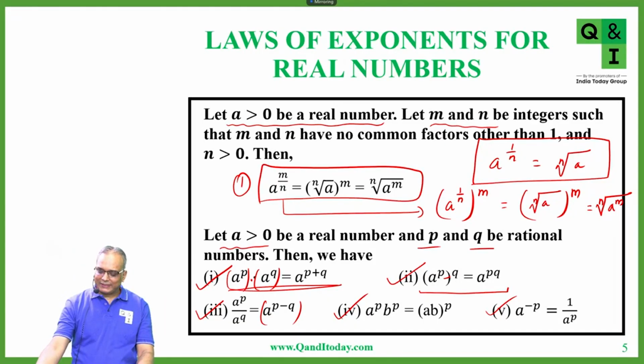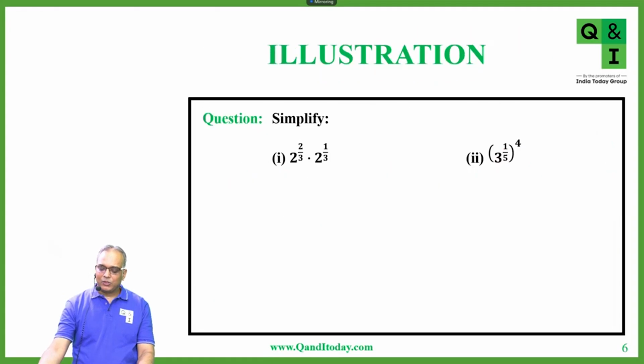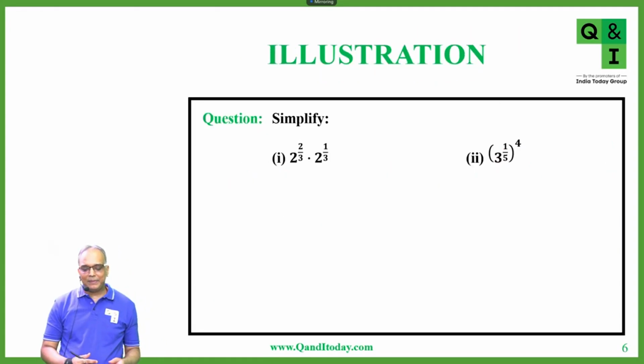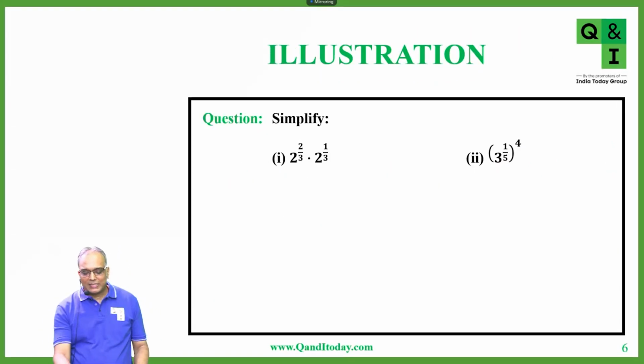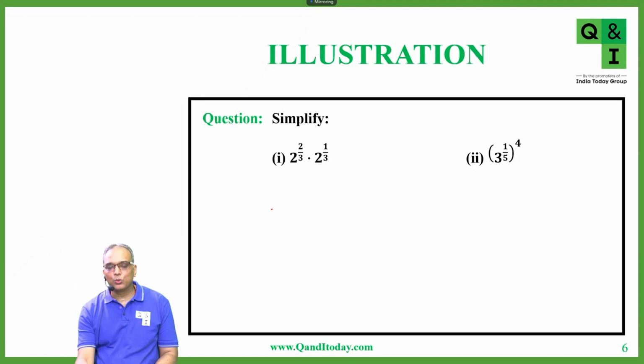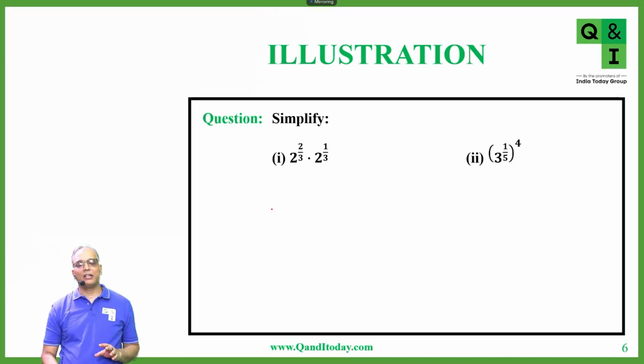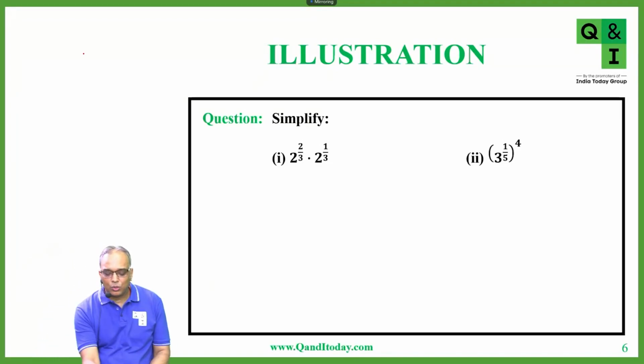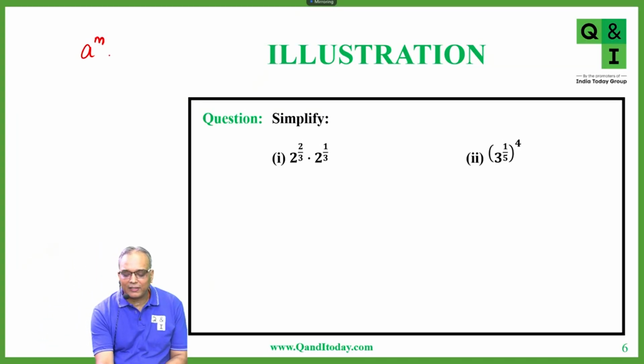Let's go to the questions now. So let us do a few examples first. So you can see this first question, 2 raised to the power 2 by 3 into 2 raised to the power 1 by 3. So here you can see that the base is same, right? So we did a formula here, a raised to the power m into a raised to the power n is equal to a to the power m plus n, right?